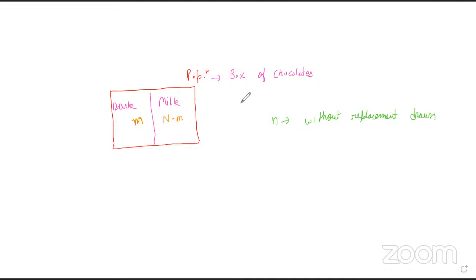So of this complete box of chocolate, we have divided it into two parts. One is dark chocolate and the other one is milk chocolate. Now we are drawing two chocolates without replacement. So our n is taking value 2 over here.